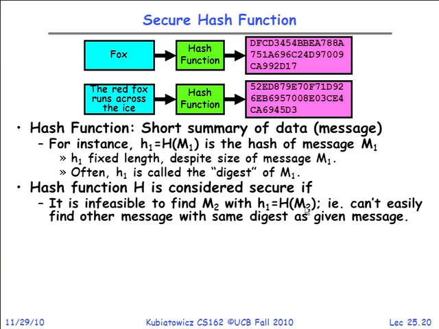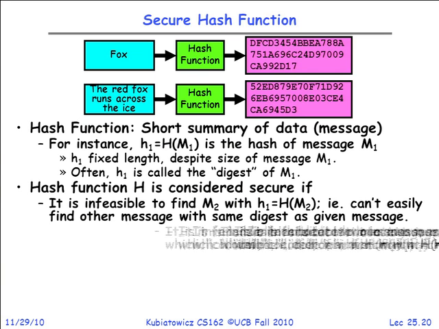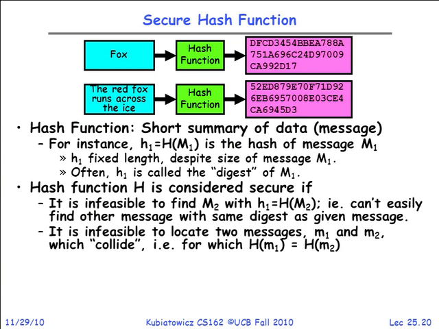The second thing is it's infeasible to even locate two messages that happen to share a hash. This one is actually weaker than the first one, because in the first one I've got a hash and I have to find a message that matches it. The second one is just find me any two messages that have the same hash. Both of those are considered to be infeasible if H is considered secure.